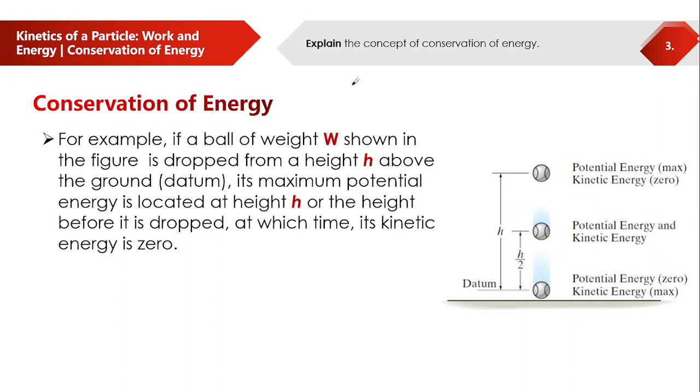For example, so if a ball of weight W shown in the figure is dropped from a height h above the ground, ayun, so above the ground natin, yung datum natin is the ground. Its maximum potential energy is located at the height h or height before it is dropped. No? At which time its kinetic energy is 0 kasi at rest pa to siya eh. So sa pinaka taas, no? Kasi dinrap eh. So yung height niya pag drop, yun yung maximum height niya.